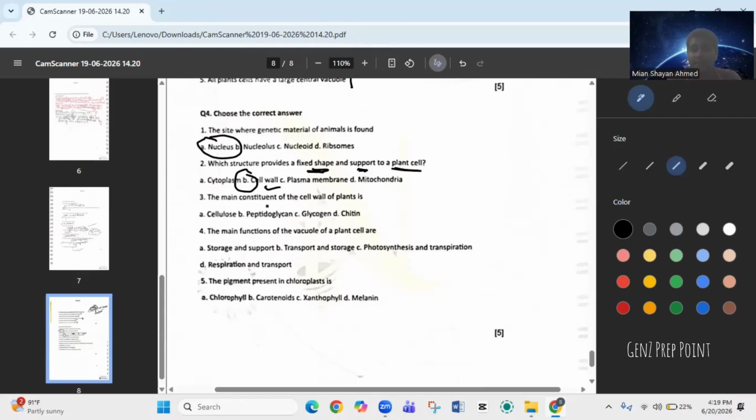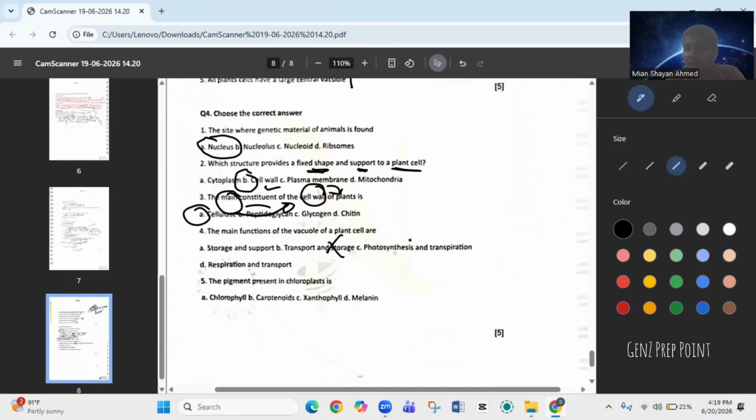The main constituent of the cell wall of a plant is what? Constituent means made of. What is the main material the cell wall is made of? Cellulose. The main function of the vacuole of a plant cell is storage and support. Transport: how will a vacuole transport? Will the vacuole say goodbye, I am going and providing my protein to the other cell? No. So B is not the answer.